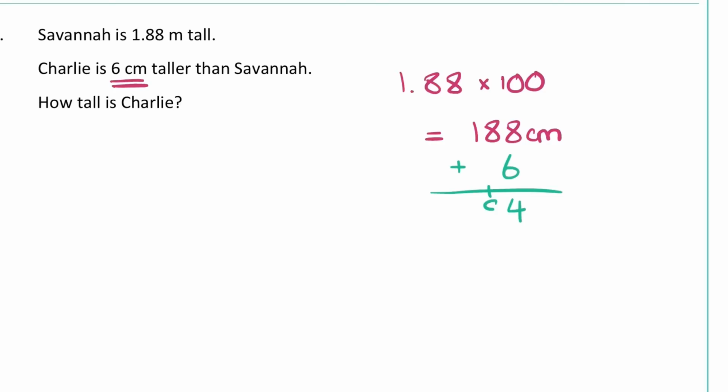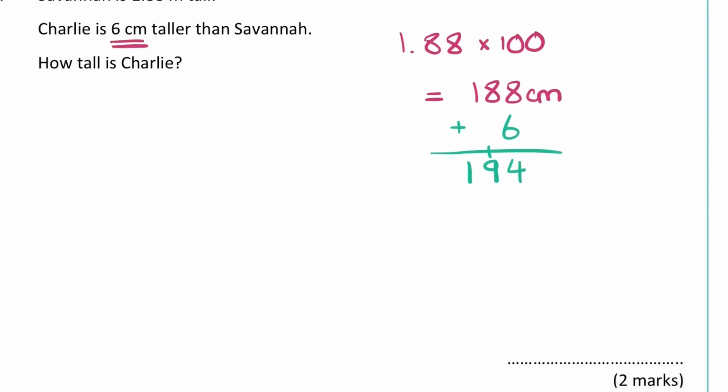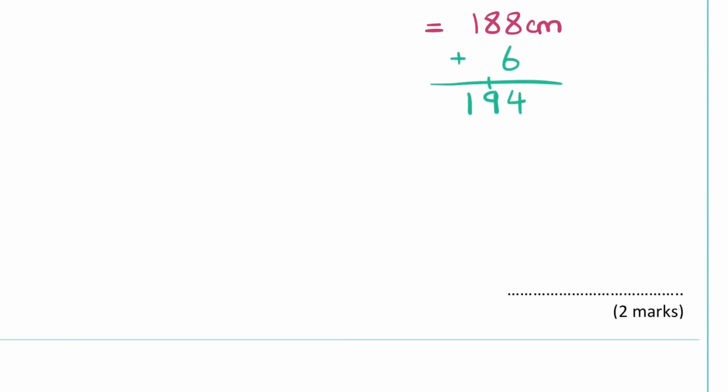8 plus 1 is 9. And then the 1, so that's 194 centimetres. So Charlie is 194 centimetres. Now the dotted line there doesn't say it has to be in centimetres, so you could either write that as 194 centimetres, or we could convert it back into metres, and we could write 1.94 metres. Either answer would be fine there.